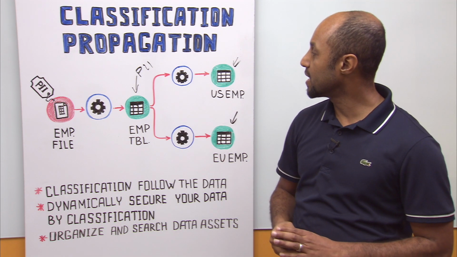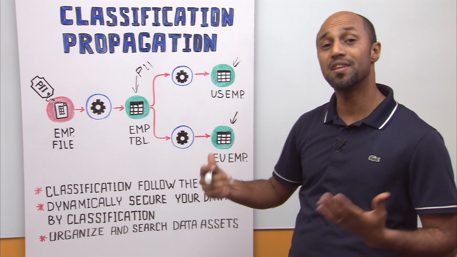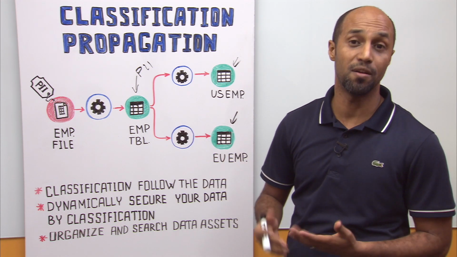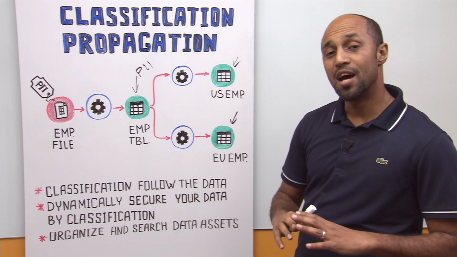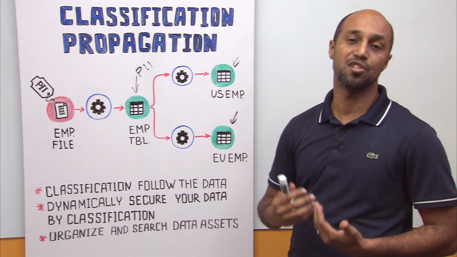Now, in terms of the classifications themselves, they'll happen at the entity level, so be it file, be it table, and can go down as low as the column level within a Hive table. Now that you've got your data classified, it's easier to organize and it's easier to actually search it.